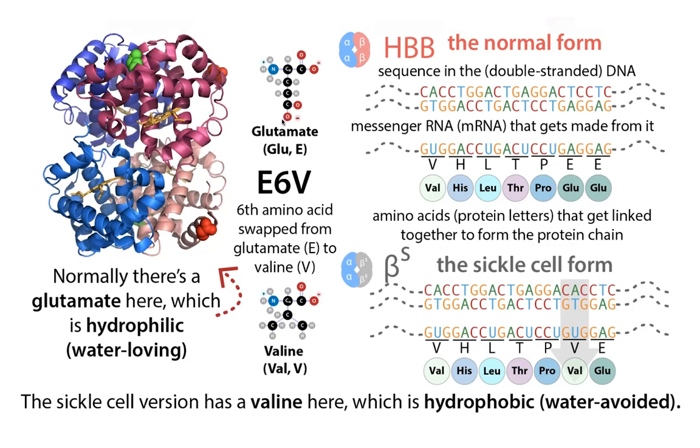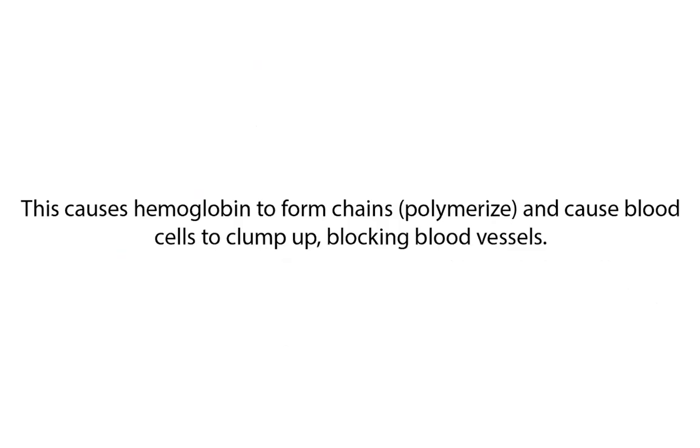What happens is that the mutation associated with sickle cell anemia swaps out that glutamate for a valine. And valine is one of our hydrophobic amino acids, so it's going to be avoided by the water. This amino acid would normally not be on the surface of a protein. But with this mutation, we get this valine on the surface, and that's a big no-no. This is going to cause the hemoglobin to polymerize and cause the blood cells to clump up and block blood vessels.